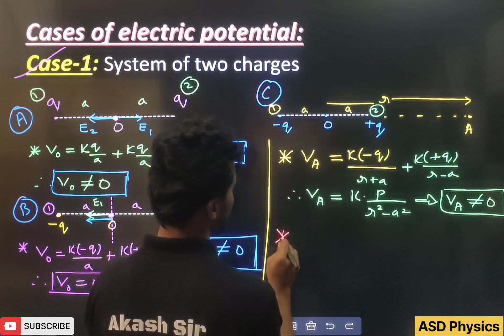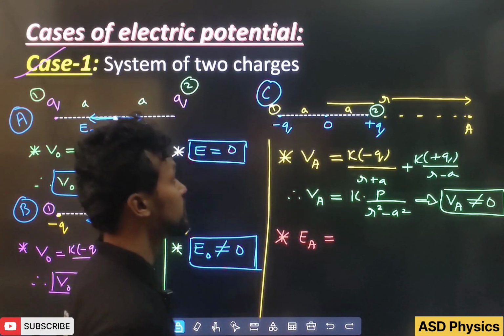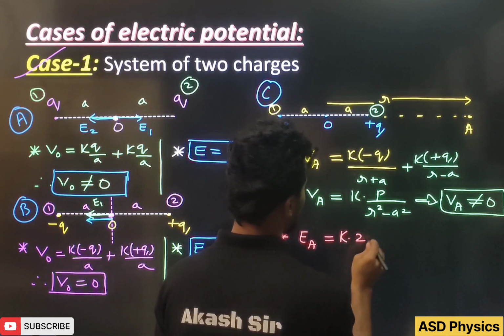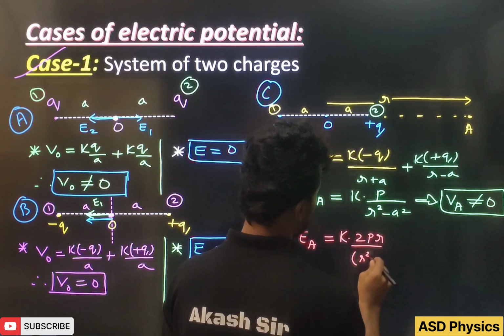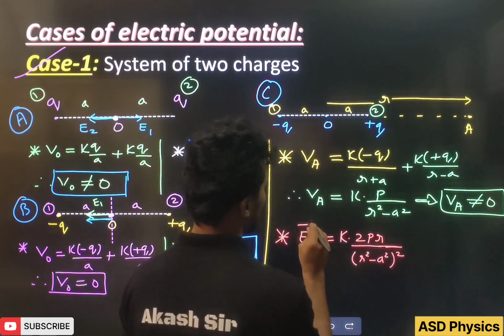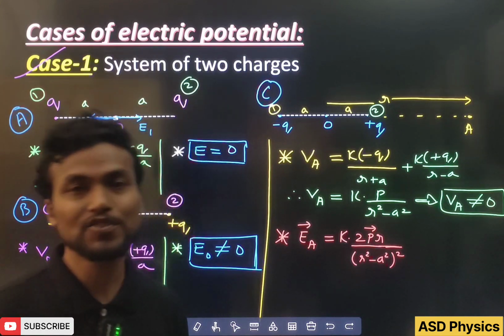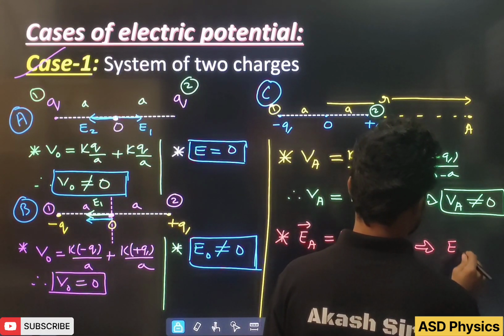Okay, now next one. Similarly, if I talk about the electric field at point A, can you guess very well? Electric field at point A, I will just write the formula for you: K into 2P R by (R square minus A square) whole square. Okay, if you put it in vector form also like this. That means electric field at point A due to negative charge also, due to positive charge also. And this derivation and all I have covered before.